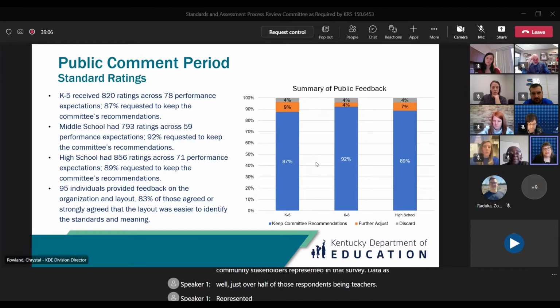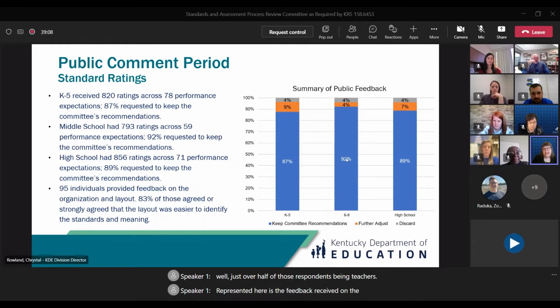Represented here is the feedback received on the draft Kentucky Academic Standards for Science. As you can see, a vast majority of the responders had no proposed changes or comments at all. In K-5, 87% of respondents recommended no changes, and that was 92% in middle school grades and 89% in high school.